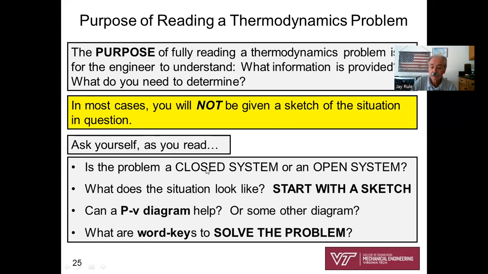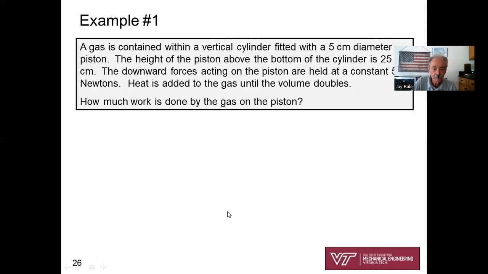So is it a closed system or open system? Start with a sketch. Can a PV diagram help me, or some other diagram? What are the key words that help you solve the problem? So these 4 examples are illustrations of word keys within the problem that will help you solve the problem. Okay, example 1, I'll read it to you. This is classic wording of a quiz.